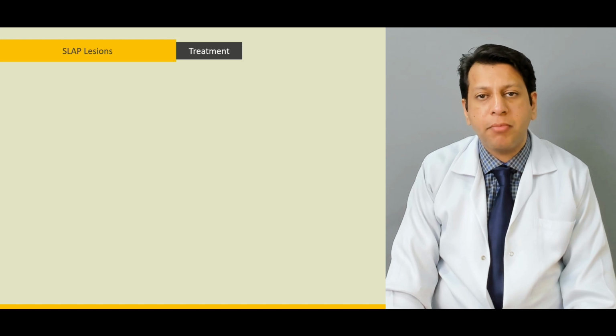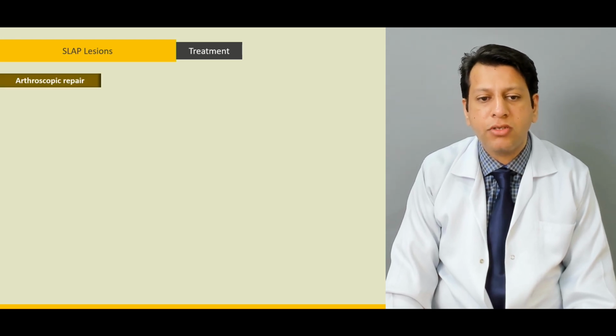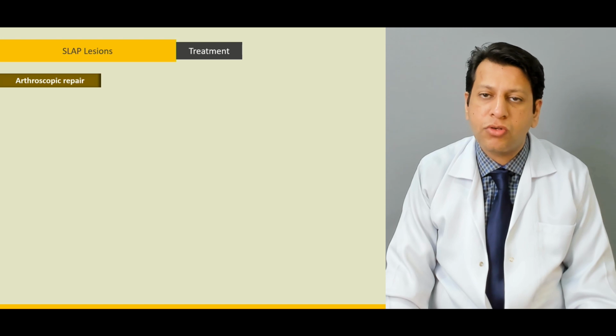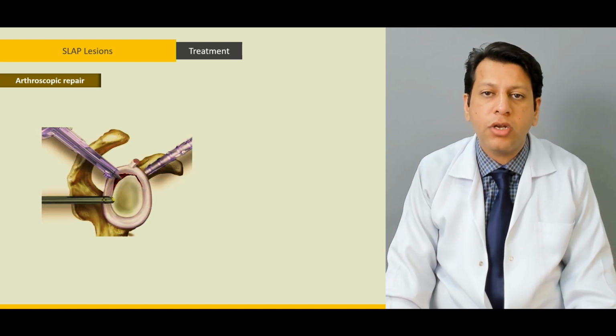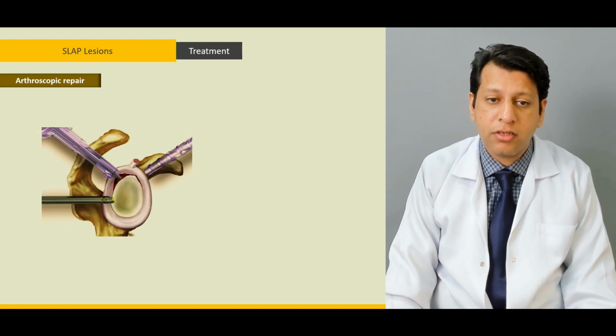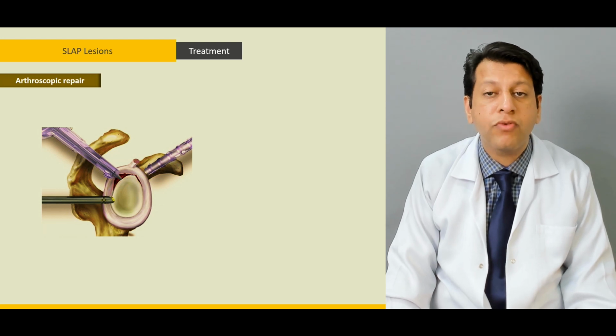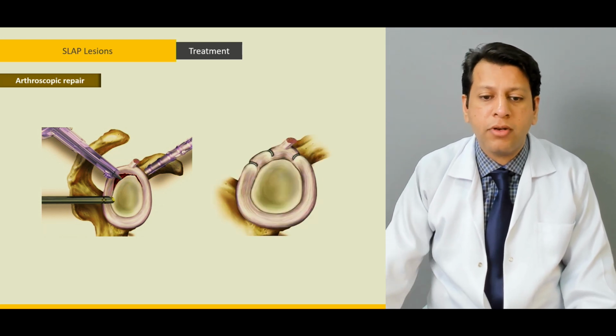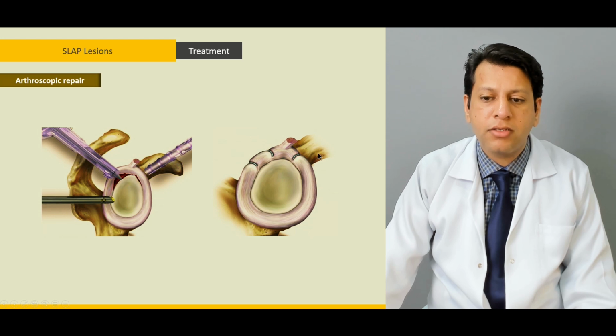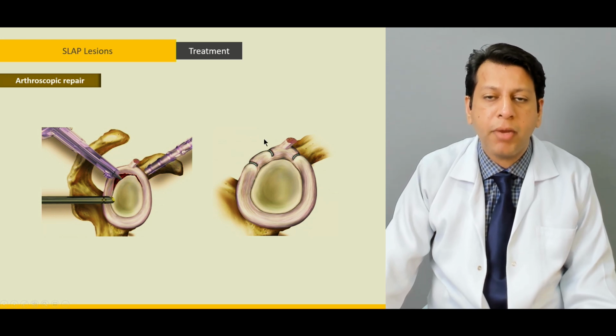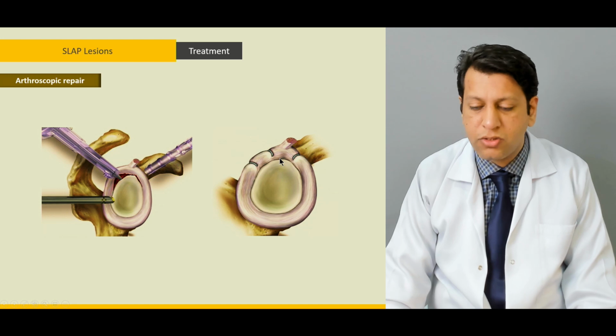Now coming to the treatment. Treatment initially is to start with arthroscopic repair. This is usually acute tear may be repaired arthroscopically by use of sutures. That is, this is where you apply the sutures to this and you anchor it back to the bicipital tendon. This is one way of doing it.